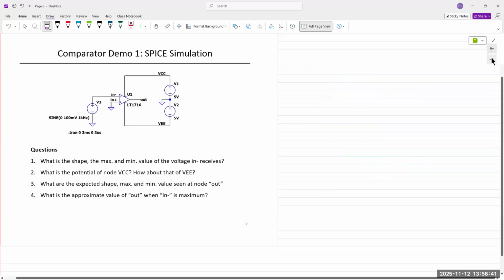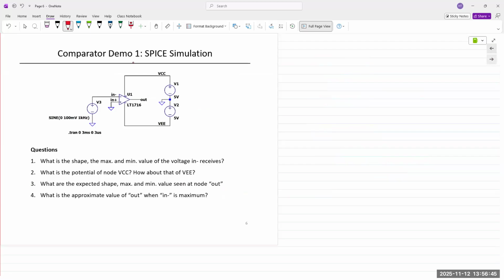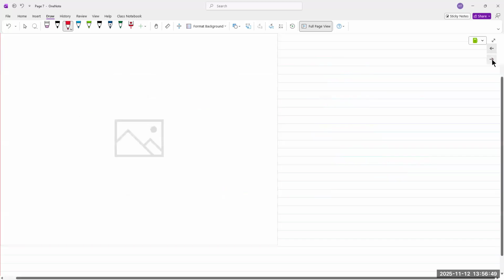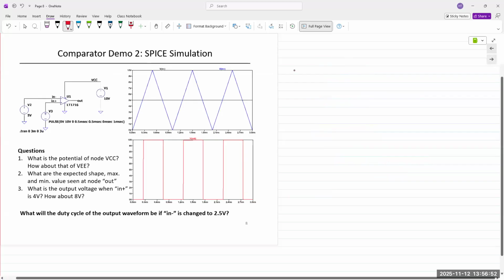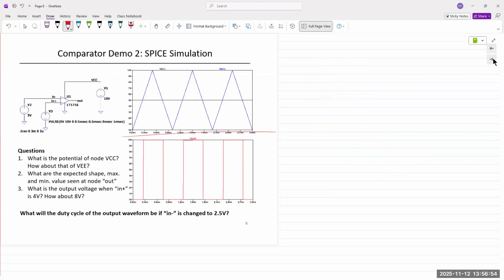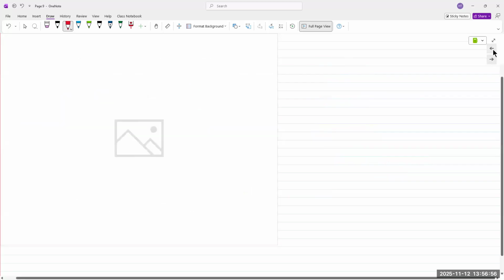All right, so this is a demo. There are two demos, well, demos in the sense that there are SPICE simulations. There's this one with a sine wave, and then there's this one with a triangular wave. In both cases, we are simply looking at the output of the comparator.